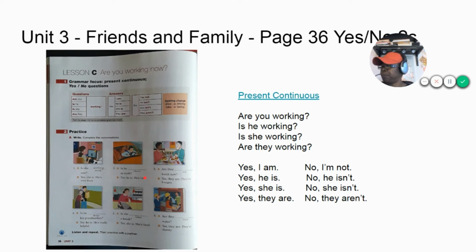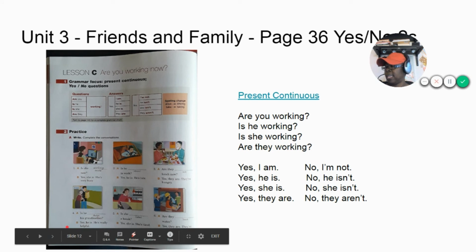Okay. Number 3, are they eating lunch now? Eat is our verb. Are they eating lunch now? Is a yes, no question. Yes, they are. They're hungry. Number 4, is he helping his grandmother? Yes, he is. He's really helpful. Number 5, is she taking a break? Yes, she is. She's tired.